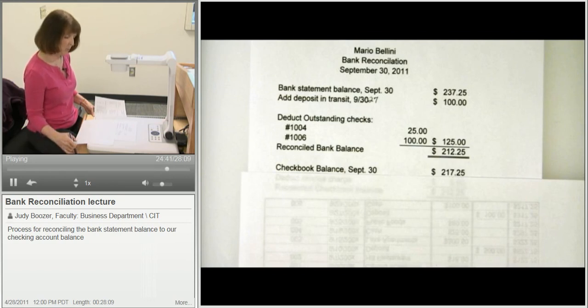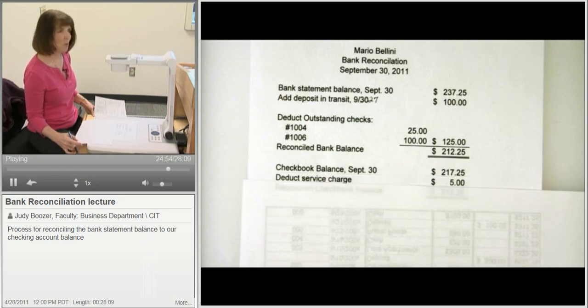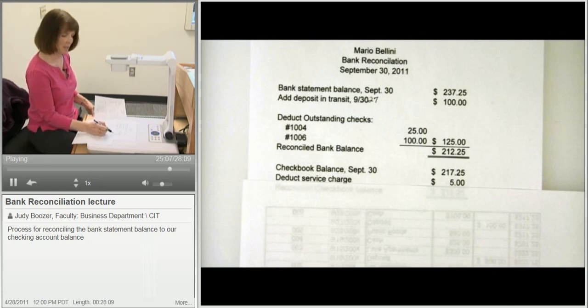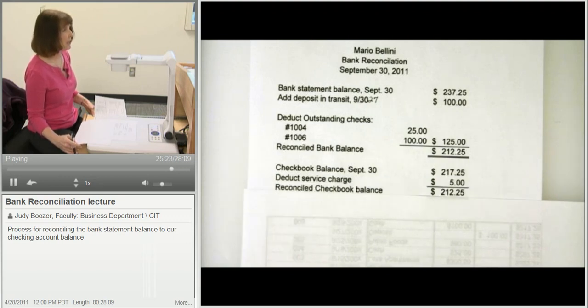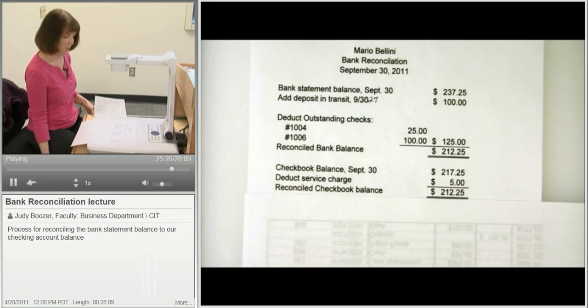Now, did we earn any interest or have any additions that showed on the bank statement that we had not recorded? Darn it. No. No interest. So therefore, we're going to look for deductions. What deductions did you find on the bank statement that we have not recorded? Good. A service charge of $5. Anything else? Any errors? Any insufficient funds checks? Nope. So we're just going to subtract that from our checkbook balance. And we're going to get a reconciled checkbook balance of $212.25.